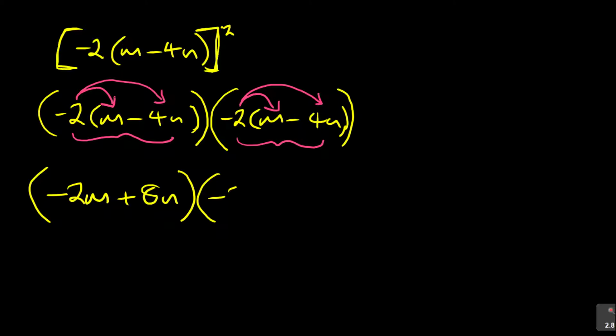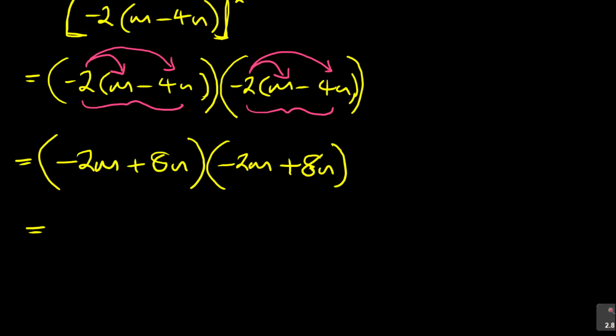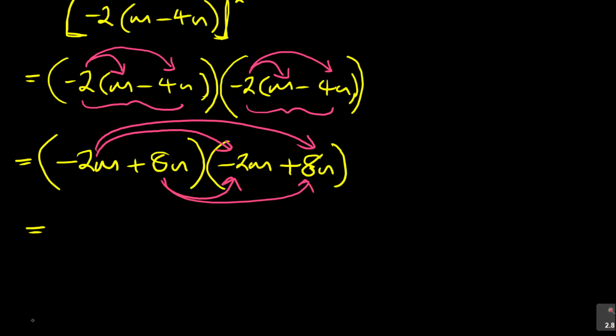Minus 2m here plus 8n here. Why? Because it was the same brackets repeated twice. Okay, so we put equal sign there. Now at this stage, what do you think? You are using now the same method, the FOIL method, meaning the negative 2m multiplies there, the negative 2m multiplies there, the 8n multiplies there, the 8n multiplies there. That's what it simply means.